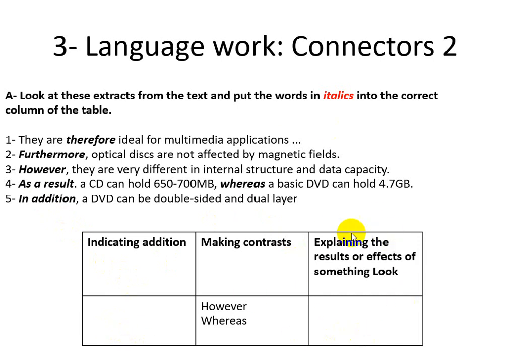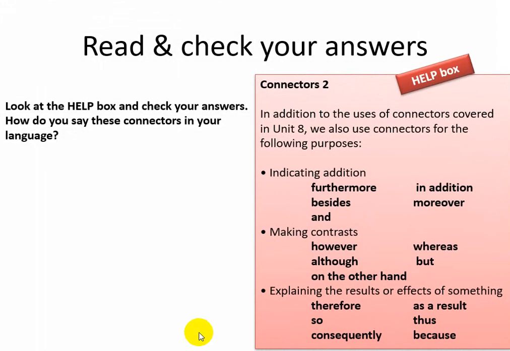And here you have to explain it. I want you to find out what is explaining the result of or the effect of something, اللي هي الخلاصة يعني as a result of. Okay, so it's pretty easy, you put the words therefore or whereas or furthermore under the definition: indication, addition, making a contrast, explaining the result of or the effects of something. Look, okay, so this is the start of the connectors.